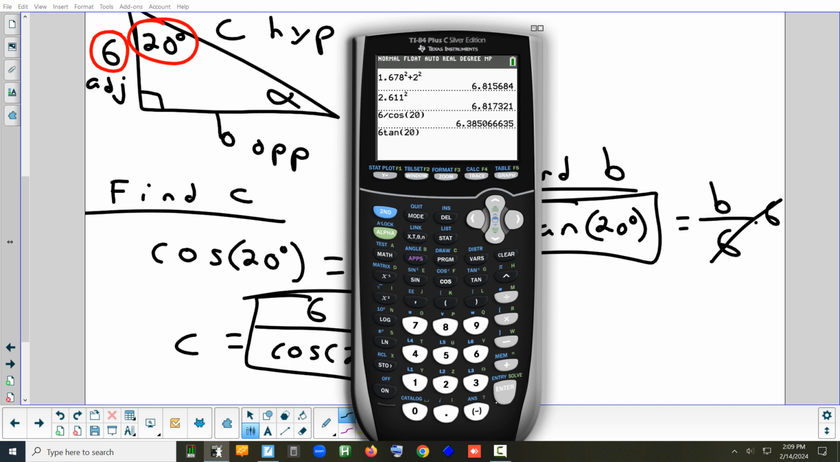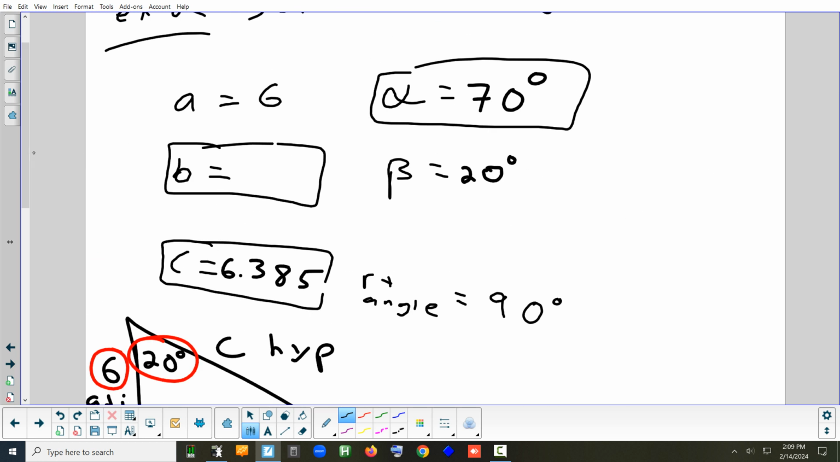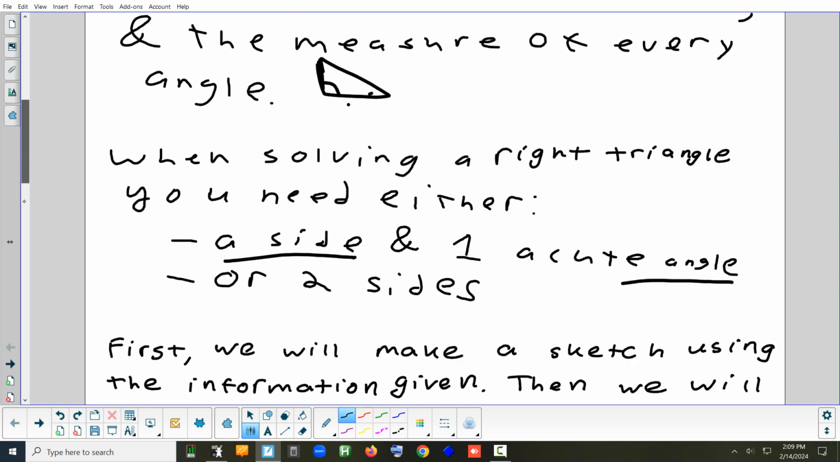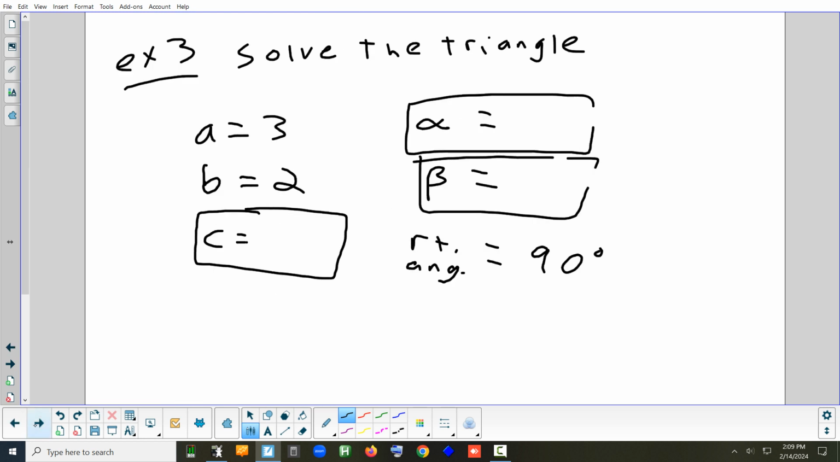Okay, so 3 decimal places. What do we get? 2.184. Yep, and that was B. All right. So that's the type where they give you an angle and a side. Any questions on that type? Okay. Now the other type is if they give you 2 sides. Let's see what happens when we have that.